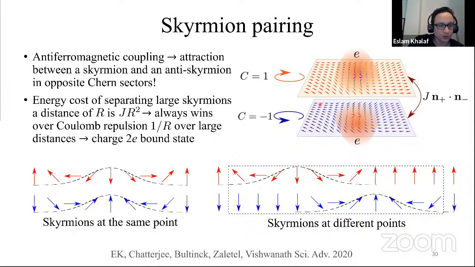So this tells us essentially that no matter how small this J is, at long distances we prefer to pair these skyrmions, or for large skyrmions, we prefer to make them sit on top of each other rather than having them far apart from each other. This tells us that we get a charge 2e bound state, a state that has the same charge as a Cooper pair. And of course, this state is bosonic. So we have already the main ingredient for superconductivity without really adding any extra ingredient to this system.